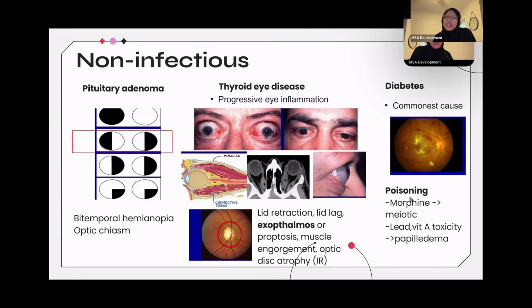Now, other things like poisoning can cause eye disease, like morphine. Someone who is addicted to morphine can have constriction, so miosis with morphine. And the opposite, if someone has toxicity with vitamin A and lead, it can cause swelling of the eye. That is called papilledema, which is a huge swelling surrounding the optic disc. So this one is morphine, miotic, a very constricted pupil.